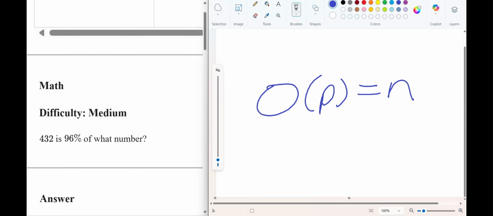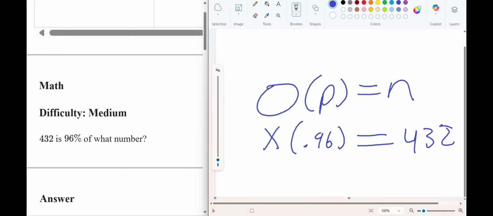So let's see here. "432 is" can always be our equal sign. So equals 432. Now they're saying we need to figure out what the number is before we decreased. So if it is 96% of what original number, then we don't know our original number yet, but if it's 96%, then we've gone down 4%. X times 0.96, it's the same thing. X times 0.96 equals 432.